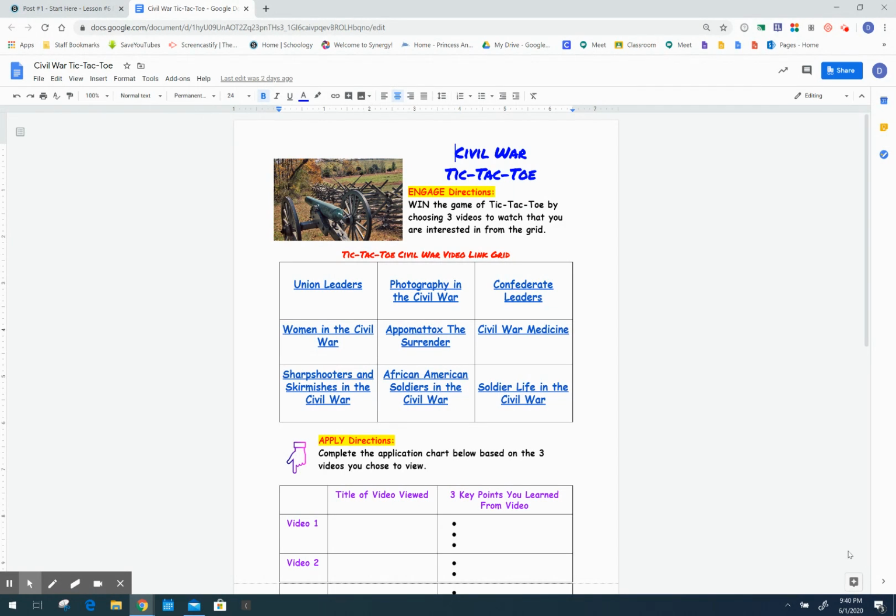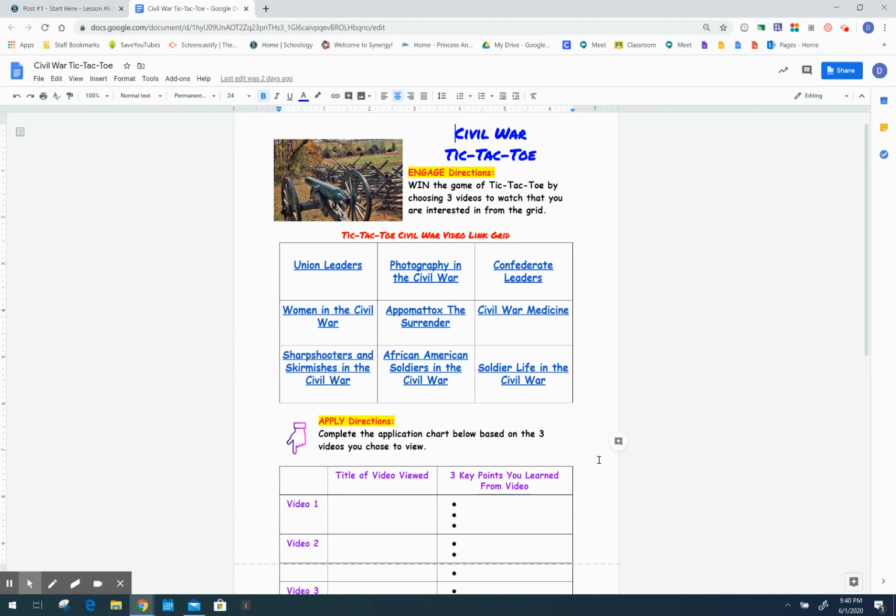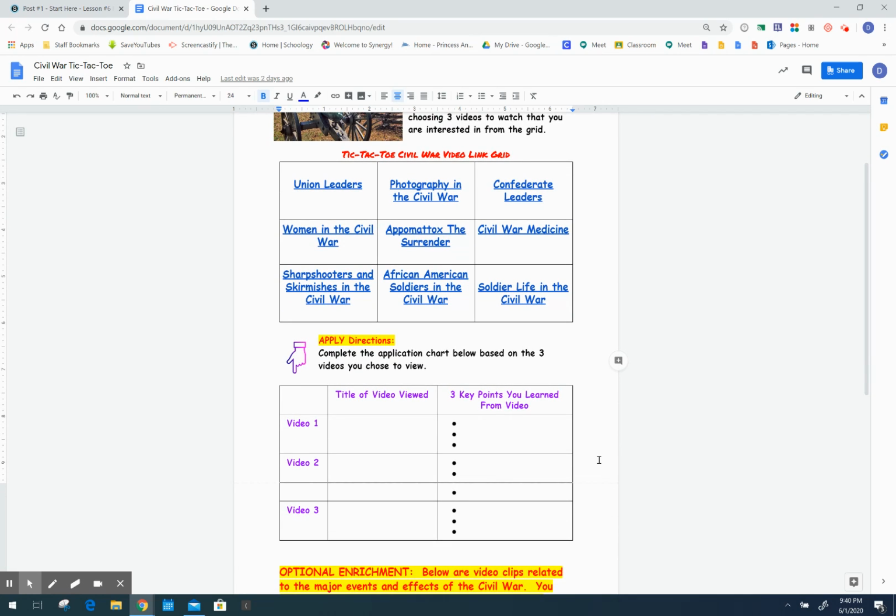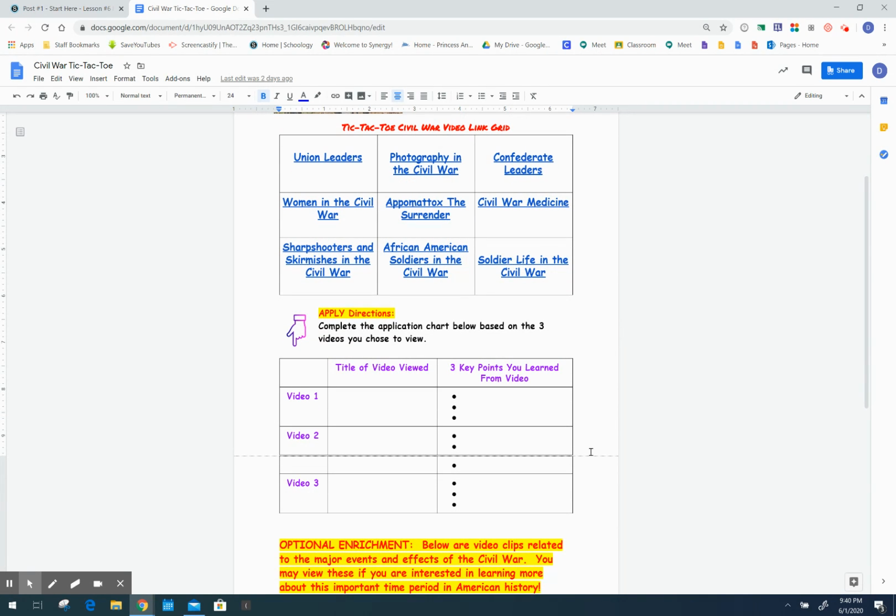So, again, you have the opportunity to click on any three of those in a tic tac toe arrangement. And then the apply part is filling in this little chart, telling us which three you actually viewed, and then just coming up with what you felt were three important or key points from each of those three videos that you chose to view and learn something a little bit more related to the Civil War.